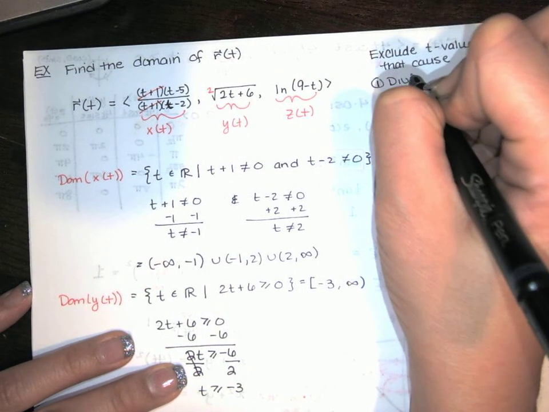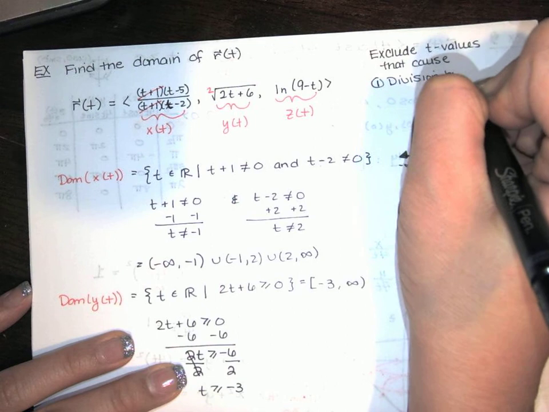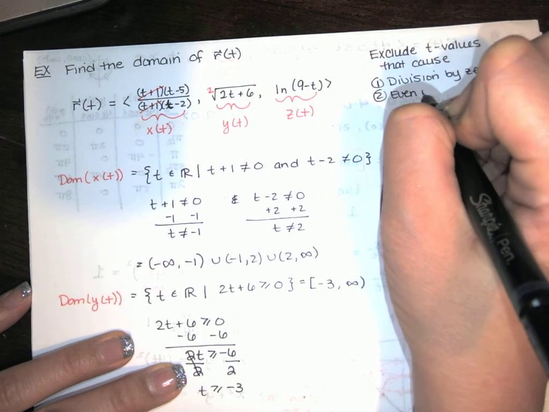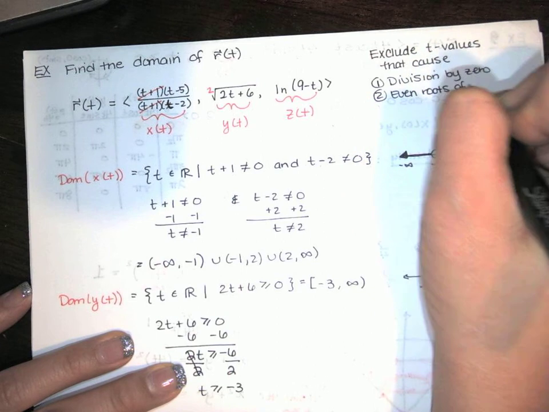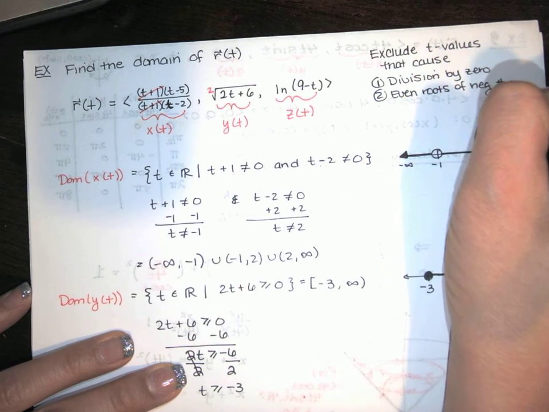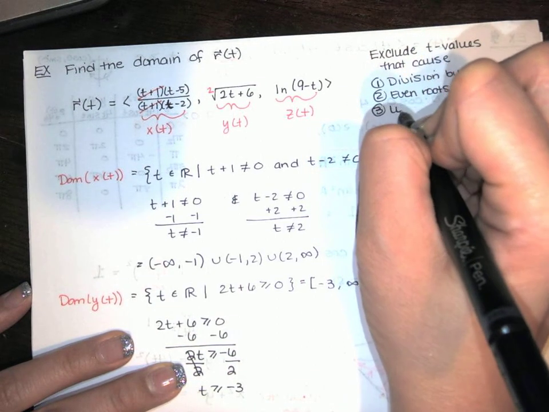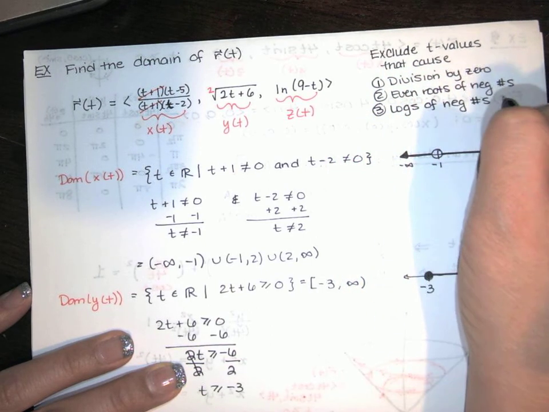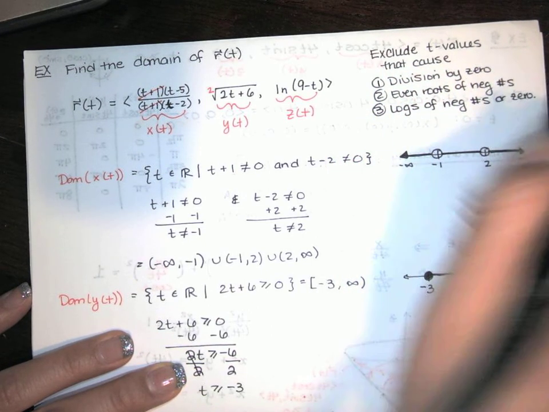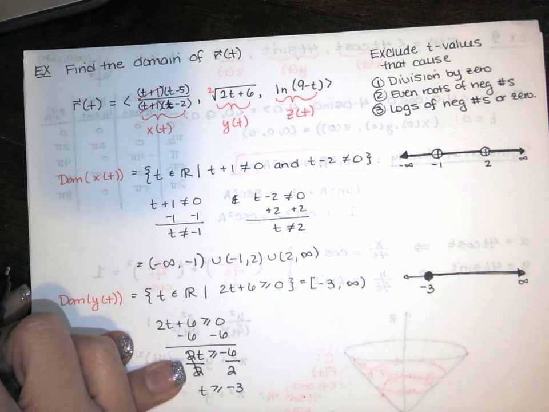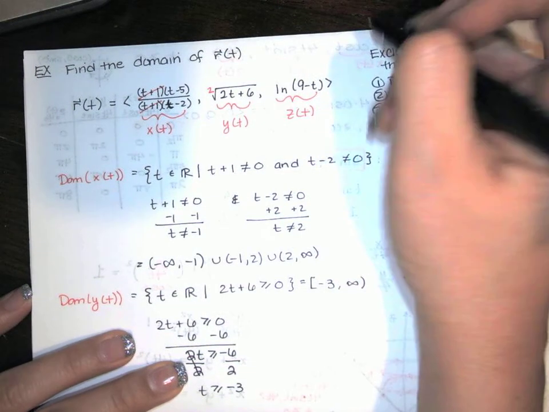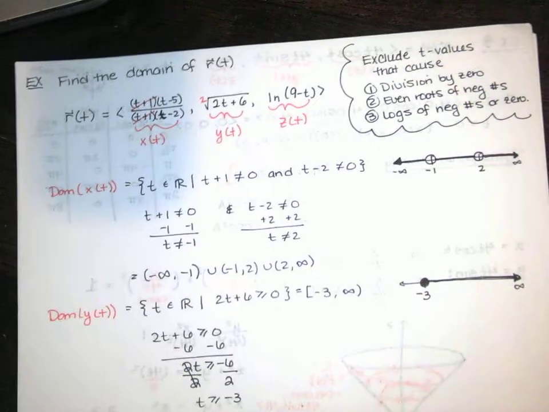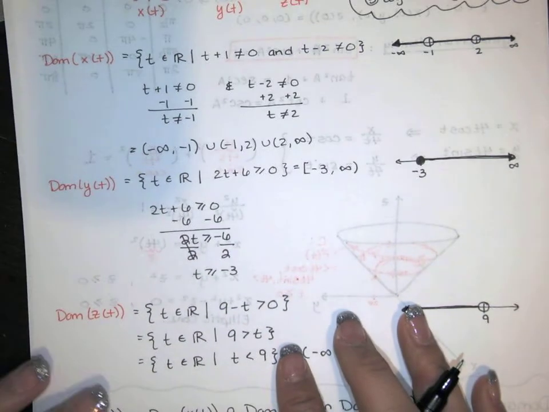Division by 0. Don't want to do that. We don't want to take even roots of negative numbers. Not in the real number system. And we don't want to take logs of negative numbers or 0, not in the reals. It's actually pretty cool that logs of negative numbers involve complex numbers. But exclude those guys. So you're basically solving a pre-calculus problem, finding that domain.